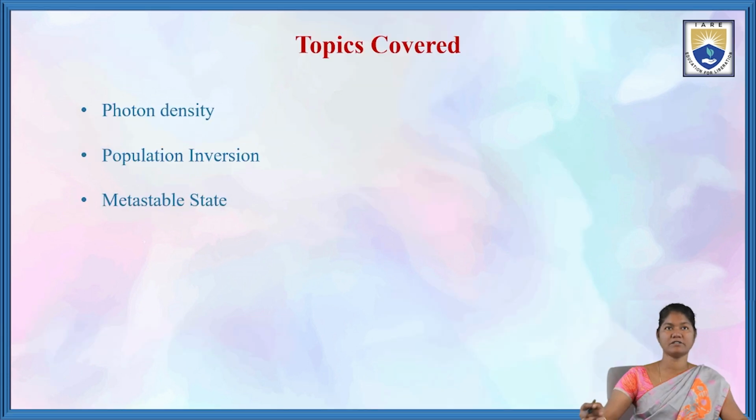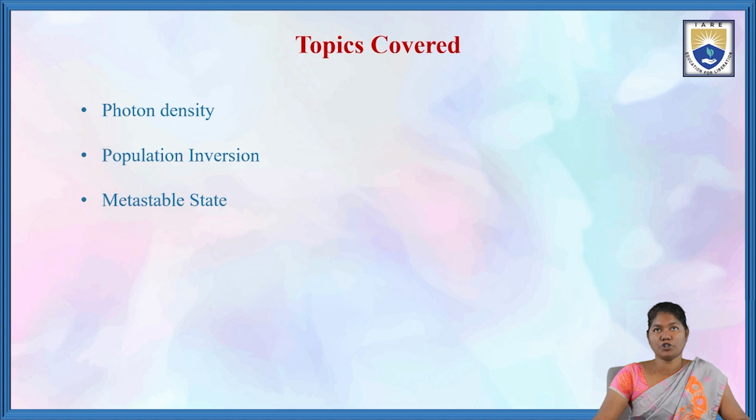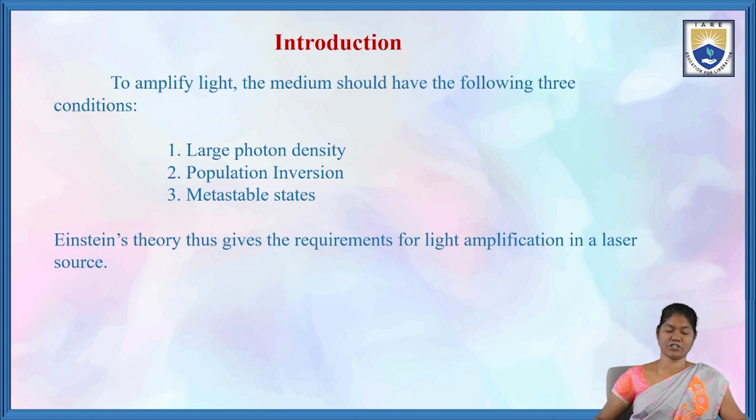In this light amplification, the topics we are going to cover are photon density, population inversion, and metastable state. So what is photon density, what is population inversion, and what we call metastable states. These three topics we are going to cover in this light amplification. First of all, we are going to see the introduction about this light amplification.